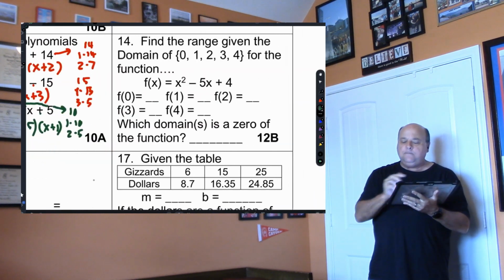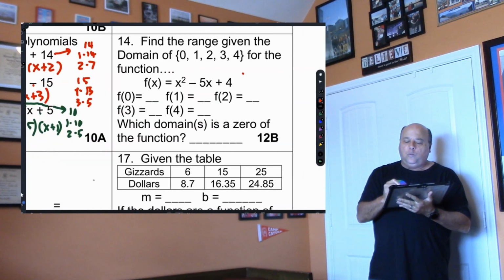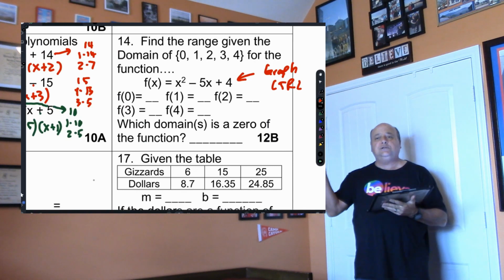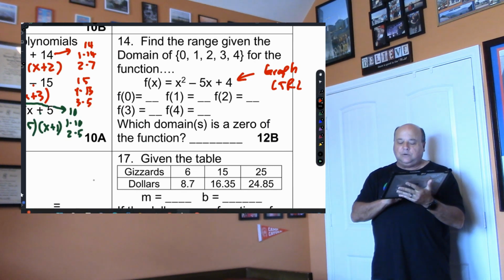Let's go to 14. On this problem right here, we are going to graph and then hit Control T. And we're going to get these answers, okay? Make sure you can do this. You will see this on your STAR test.